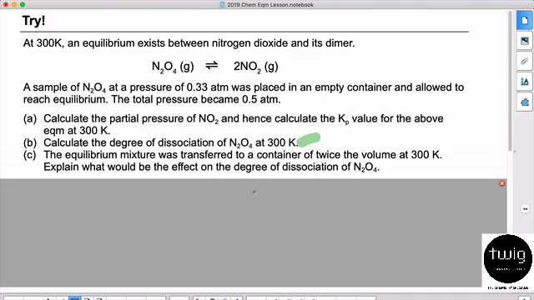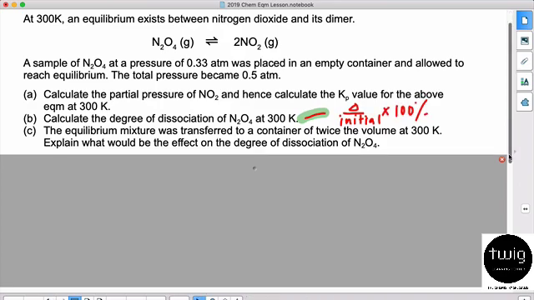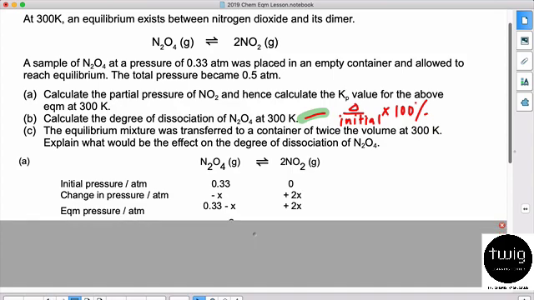The degree of dissociation, when you do it later, is actually the change over the initial times 100%. Work it out. This one you need to do the ICE table. If you do the ICE table, it's 0.30 minus x, plus 2x. Don't get mistaken: all these are already partial pressures, not moles.